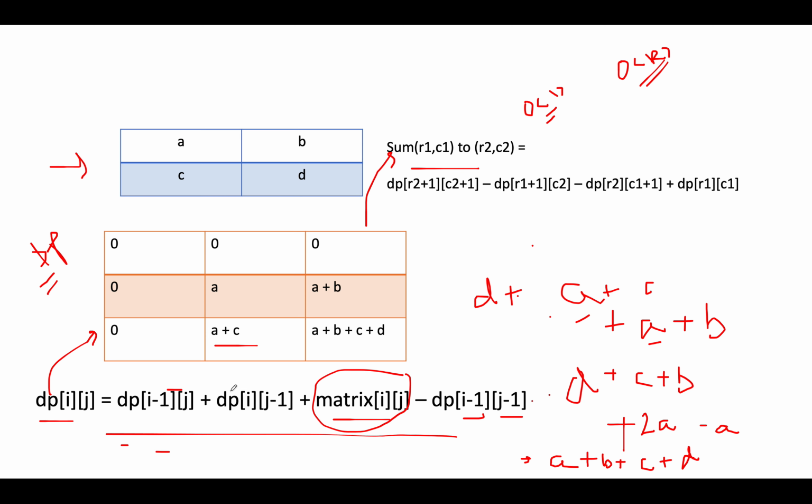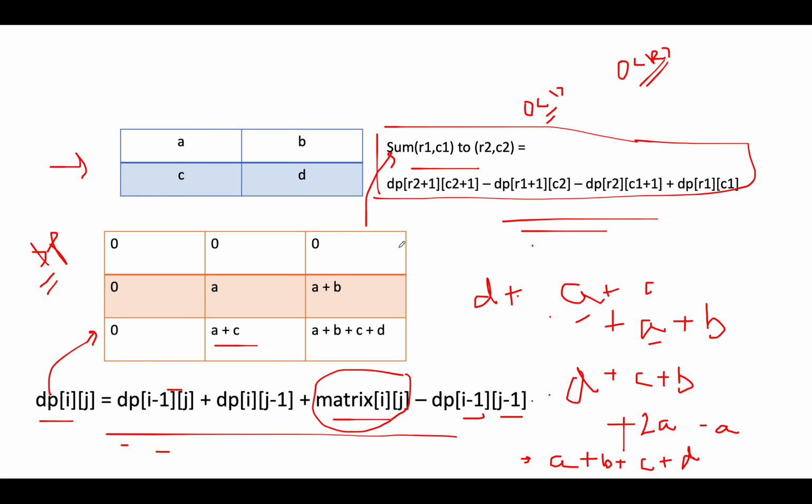Now let's talk about how this formula can actually help us in finding the query sum in order of 1. For that, we have also devised another formula which states that the sum of numbers from R1 C1 to R2 C2 equals dp of R2+1, C2+1 minus dp of R1, C2+1 minus dp of R2+1, C1 plus dp of R1 C1. So let's talk about the proof of this mathematical formula.